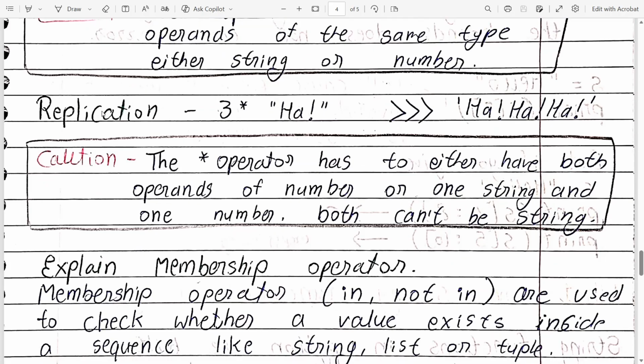Now let us study replication. 3 multiplied by ha will return hahaha, because it is a replication, it will repeat itself. Here is also a note that the star operator has to have either both operands as numbers or one string and one number. Both can't be strings because you can't multiply a string with a string. If both are numbers, it will return a multiplication. And if it is one number and one string, it will do replication.